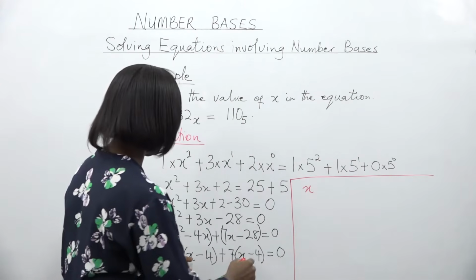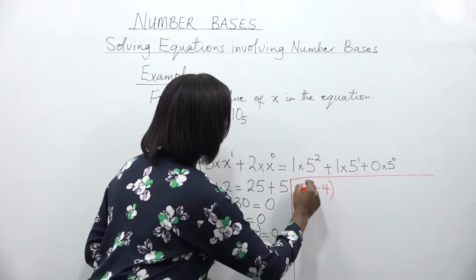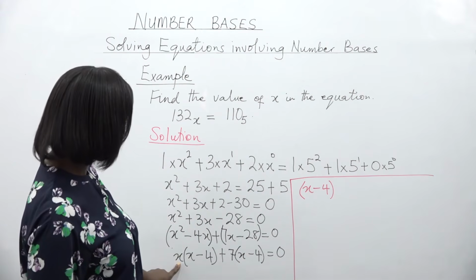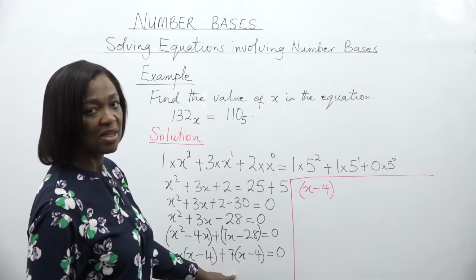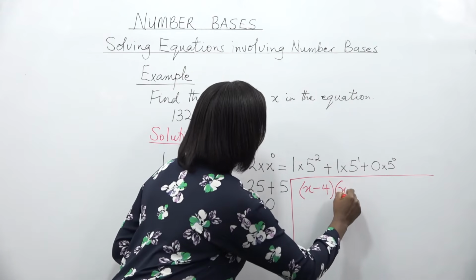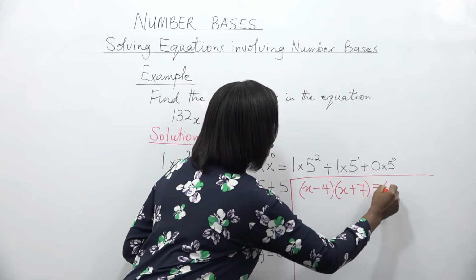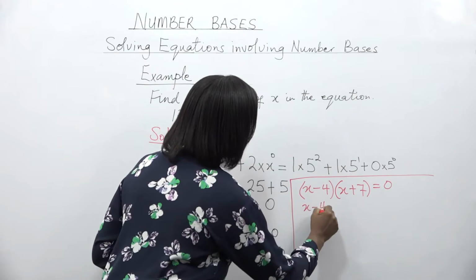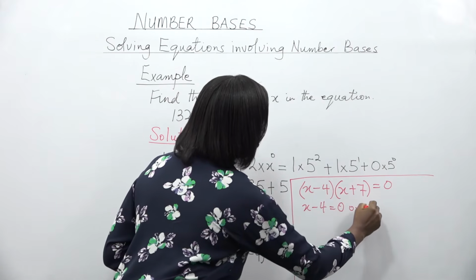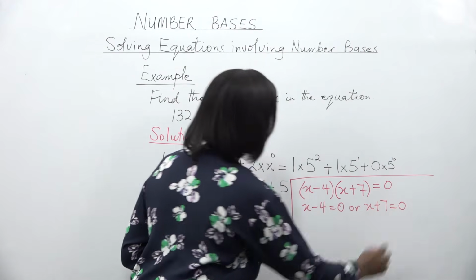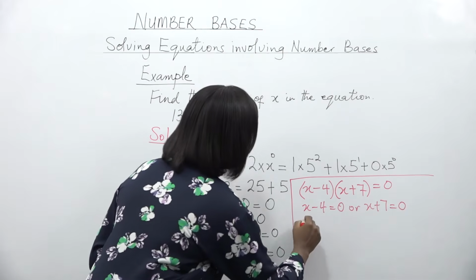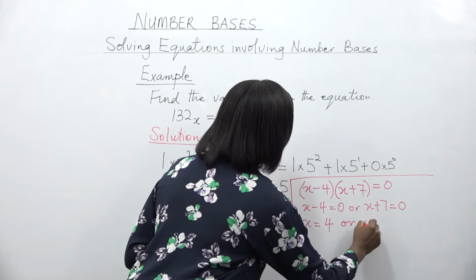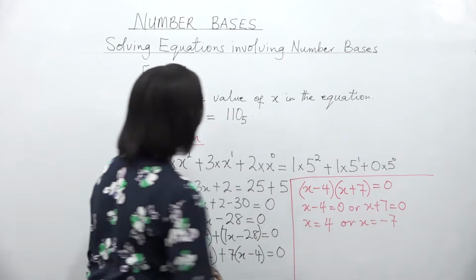X minus 4. And then if you take it out, what is left? We're left with x plus 7, and that is equal to 0. So from this now, we know that x minus 4 is equal to 0, or x plus 7 is equal to 0. That implies that x is equal to 4 or x is equal to minus 7.